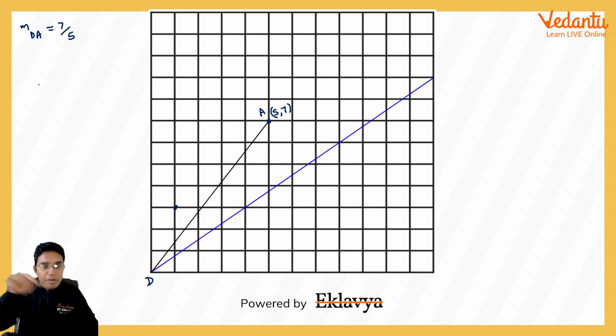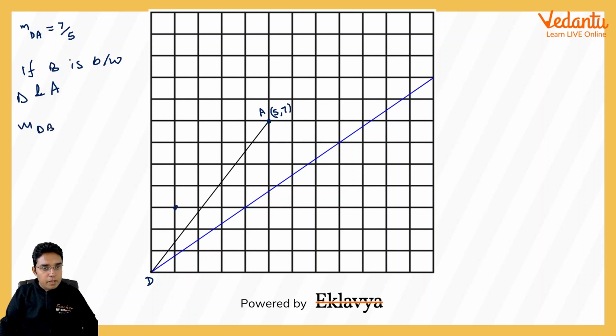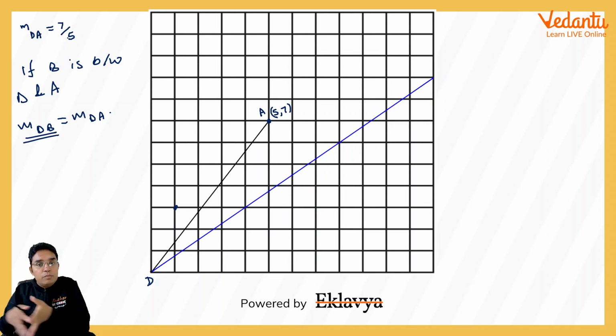Then because B will be lying in between, if B is between D and A, then the slope of DB will be equal to the slope of DA. And because B is between D and A, and if B is a junction point, then this slope should also be in some P upon Q form. But as I have told you, it is not possible to simplify 7 by 5 to some smaller integers. So this point B can never be obtained between D and A.